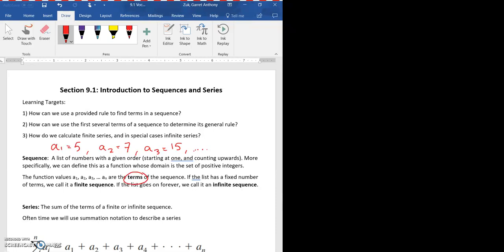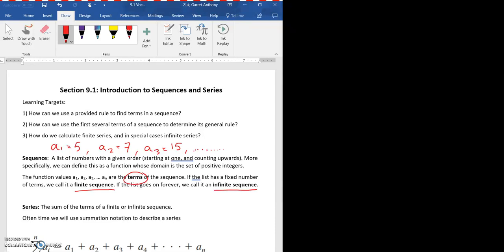Now I may just have maybe 10 numbers in my list. For example, that would be called a finite sequence. I have a beginning and an end to my list. It could also be an infinite sequence. So like the one I wrote at the top here, with these dots going to the right, that means my sequence is going to go on forever and ever. It's never going to stop. So that means we have an infinite sequence.